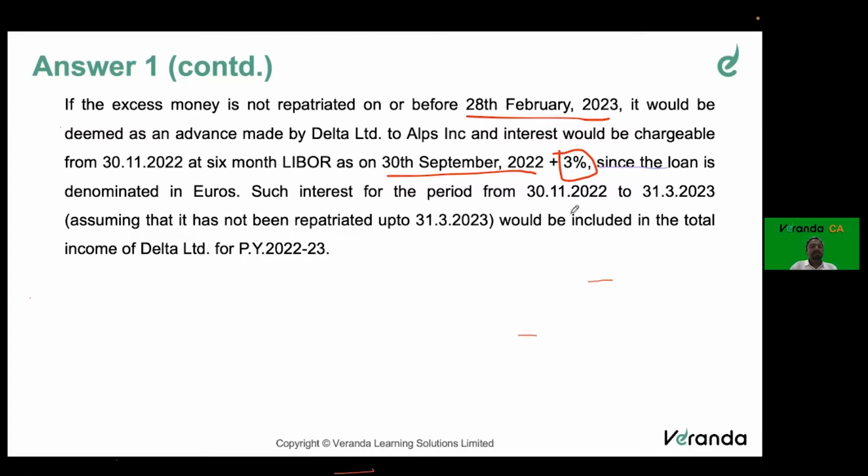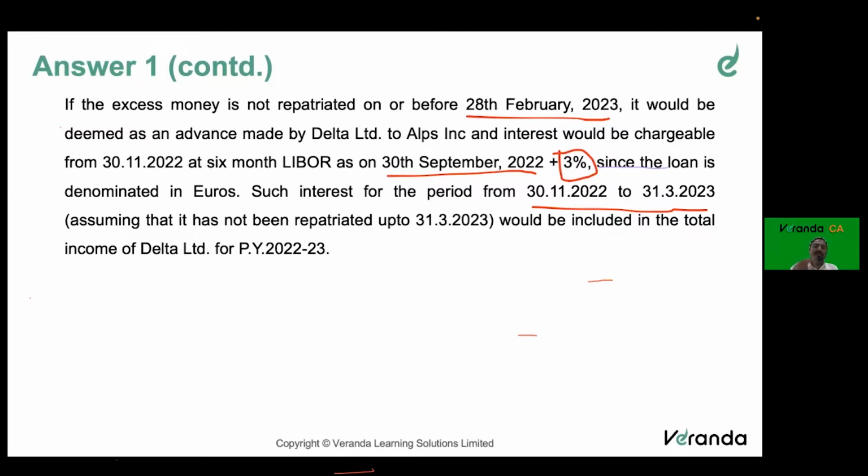So what is the interest period? It is from 30th November to 31/3/2023. That is an assumption, because we are assuming that till that financial year it is not recovered. If required, you can even calculate it till 20th February, saying that it was recovered in the month of March. So it's just an assumption. You can go the way you want in the examination, but the preferred assumption is that it is not recovered even till 31st March.